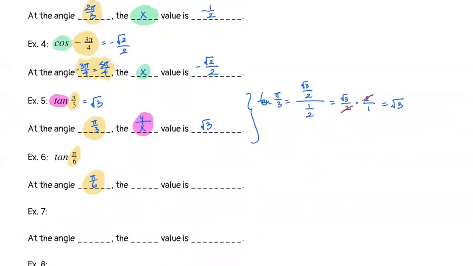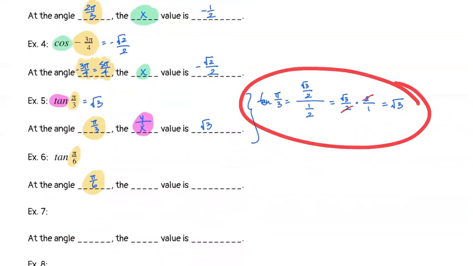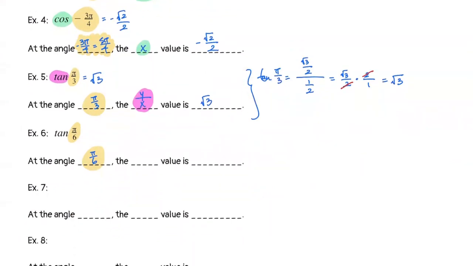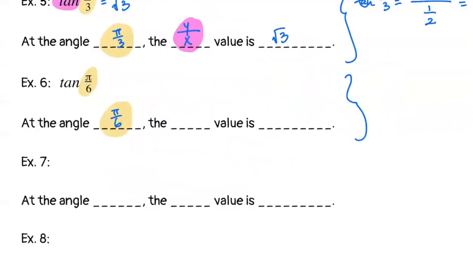I also want to be really clear. I expect to see this work here. That is a way that you can convince me that you know where the tangent came from. Okay. Because it is something I'm looking for, let's think about example 6 and how we can maybe model that. Tangent means I'm going to go to pi over 6 and I'm going to look for the y over x value.